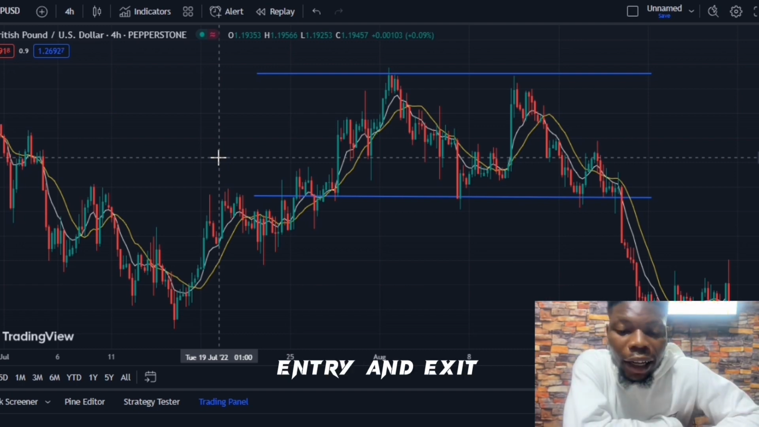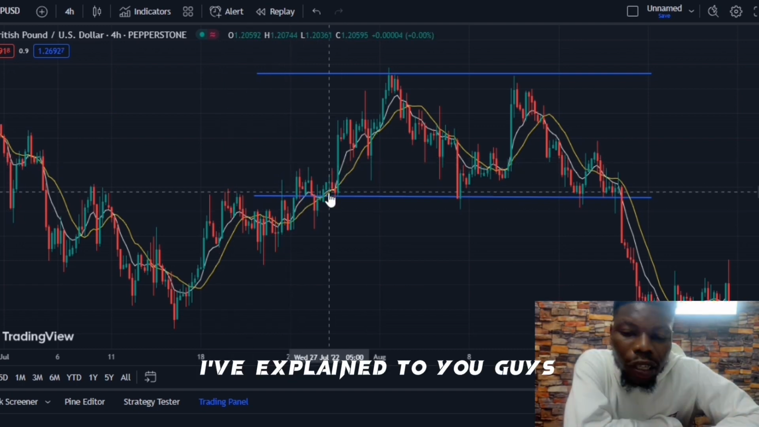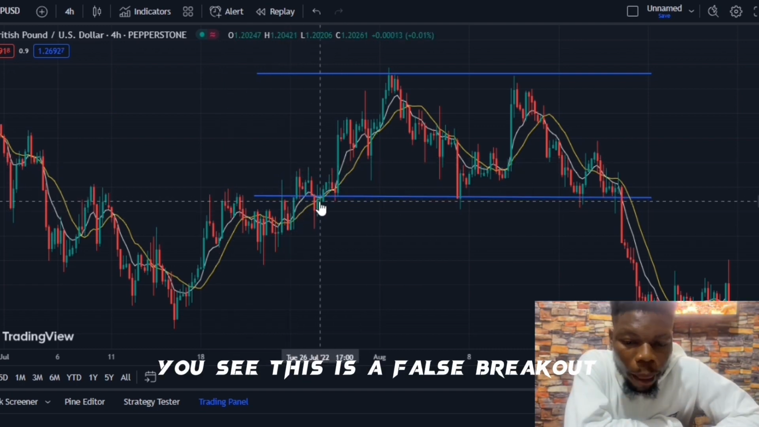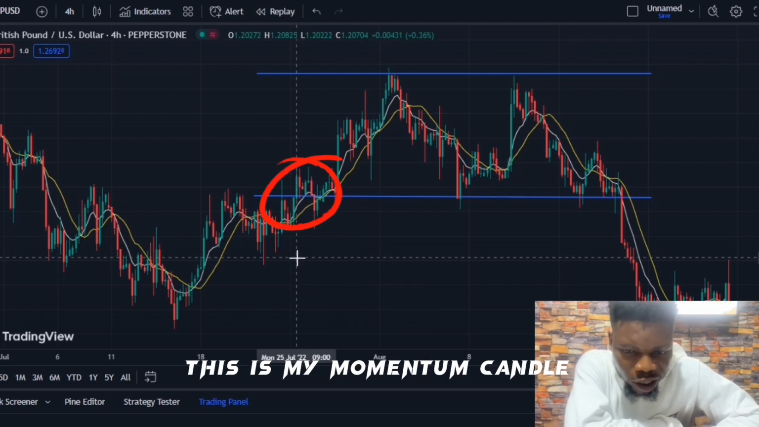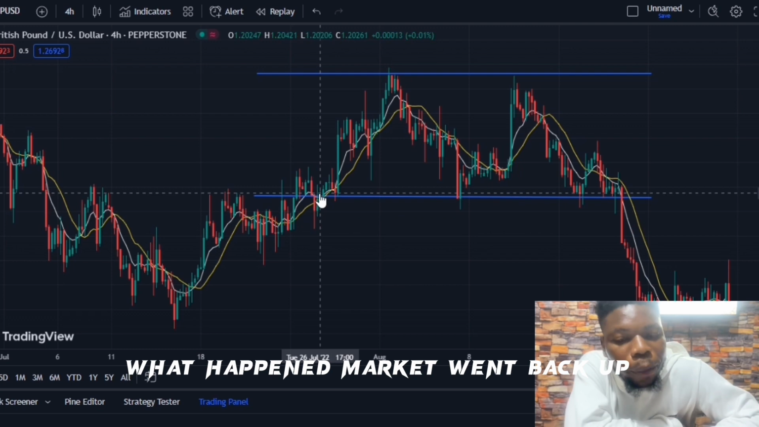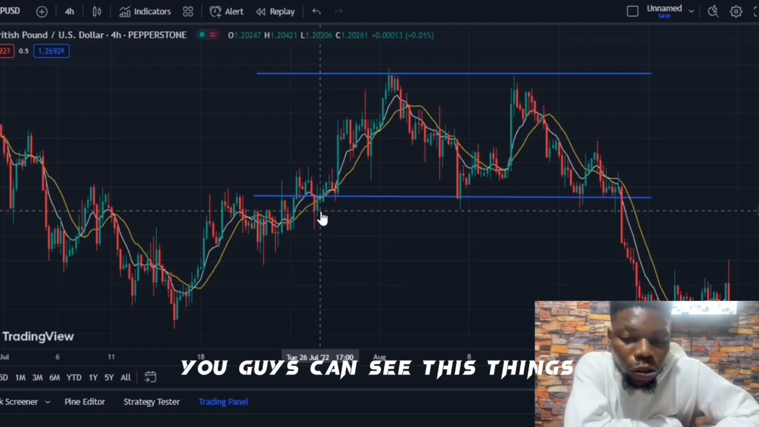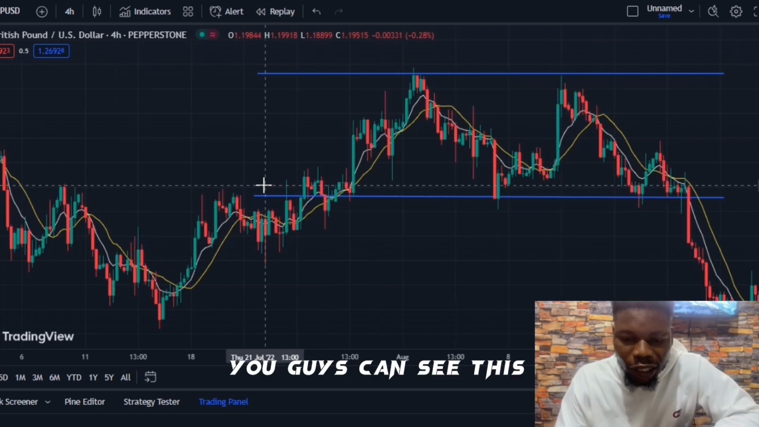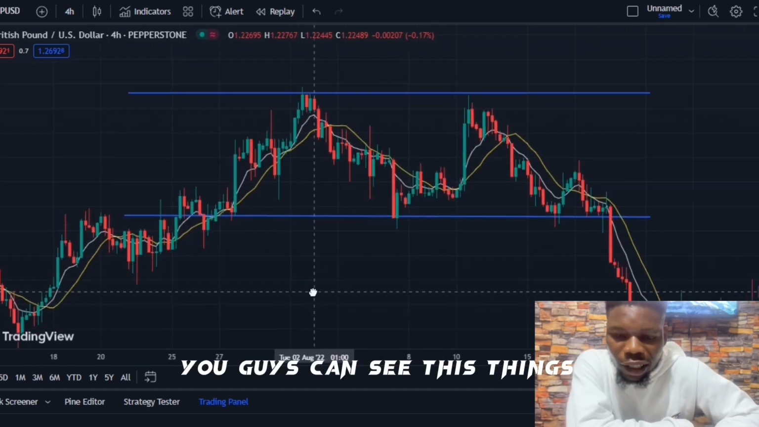Now, entry and exit, I've explained to you guys. The market bounced here. You see, this is the first breakout. This is not a momentum candle because it shows weakness in the market from here. What happened? The market went back up. You guys can see these things.